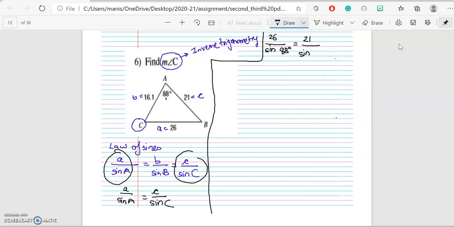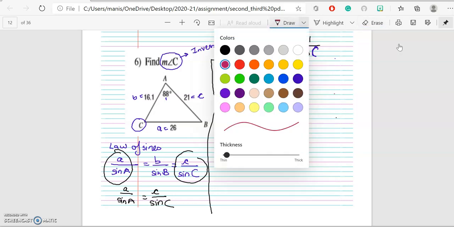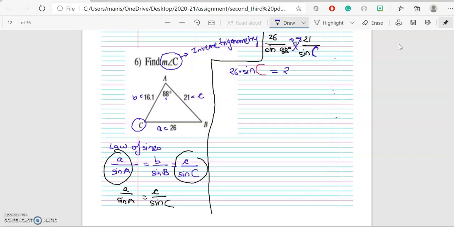Look here, I'm changing the color of my ink for uppercase C, so you will remember you have to find this. Steps are the same, we will cross multiply. So when I cross multiply, it looks like this: 26 times sine of uppercase C. I will again change the color over here, so we can remember we have to find uppercase C. Equal sign, 21 times sine of what?